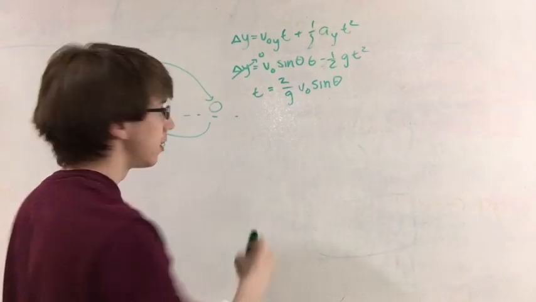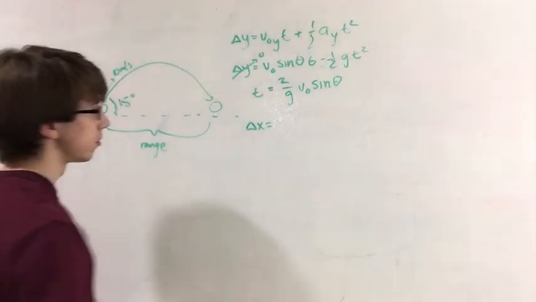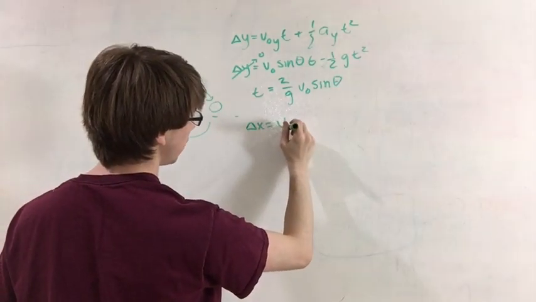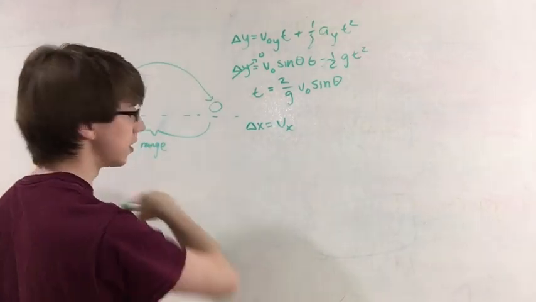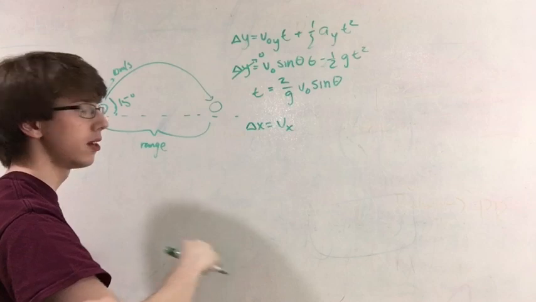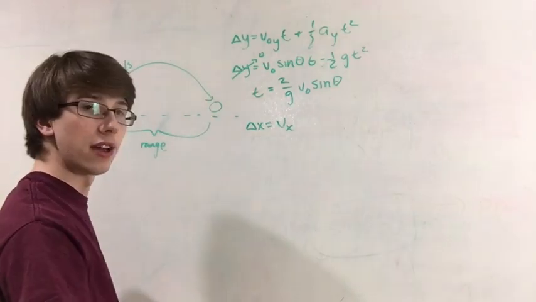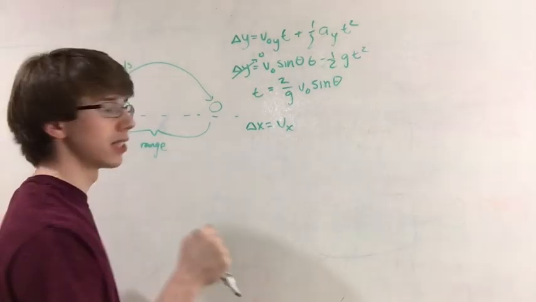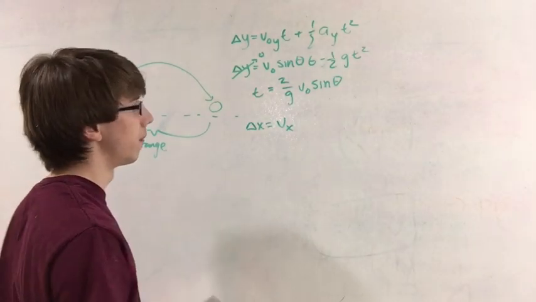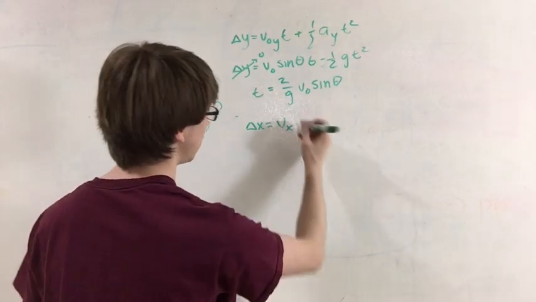Then we're going to plug that in to delta x, which is our distance in the horizontal, equal to v sub x, the horizontal velocity, which in projectile motion is always going to be constant because there's no force interacting with it. The only acceleration that we have is in the y direction, so we don't need to worry about the x direction. There's no initial or final, it stays constant.